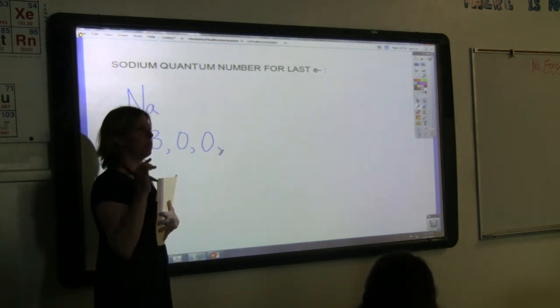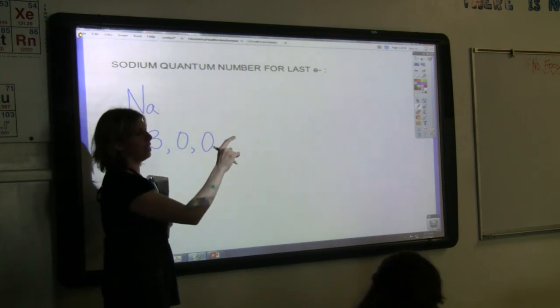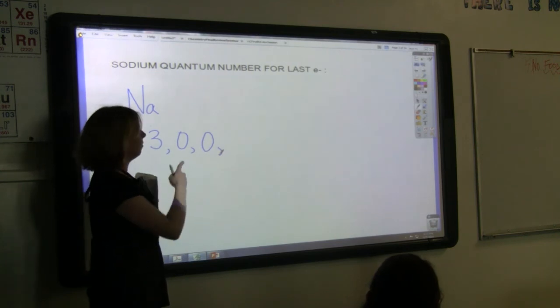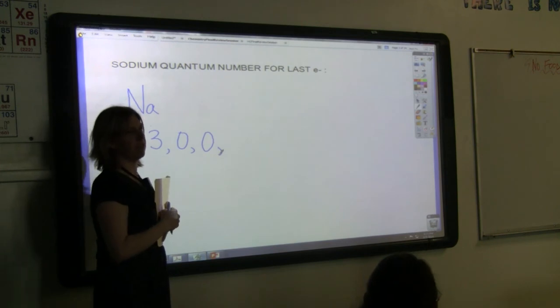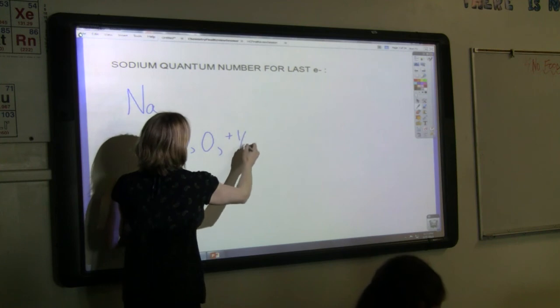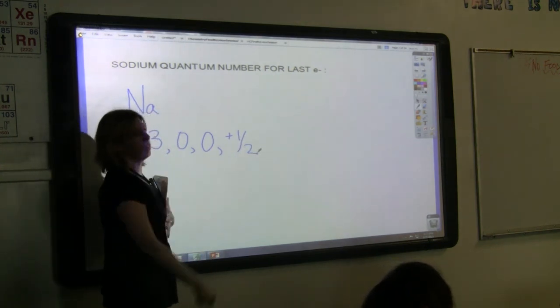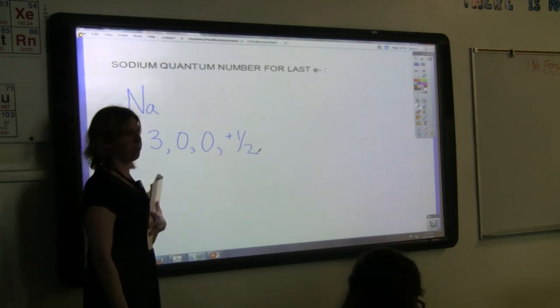So when we fill them, we fill positive spins and then negative spins. So we just do positive first. So what's the last number? Are we positive 1/2 or negative 1/2? Positive 1/2, because it's the first in that row. So that would be the quantum numbers for the last electron in sodium.